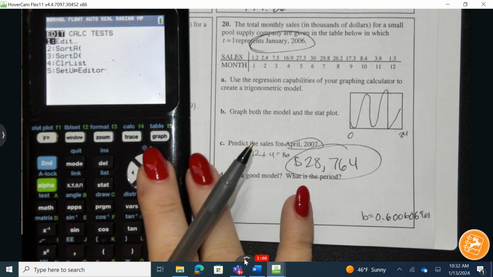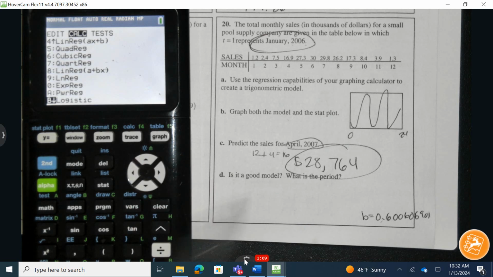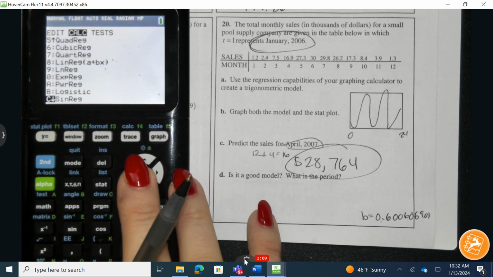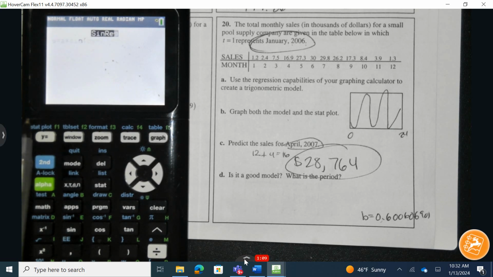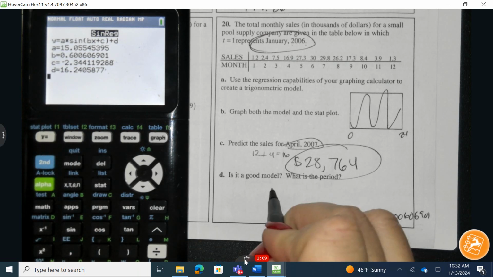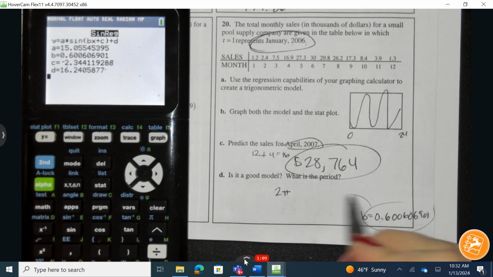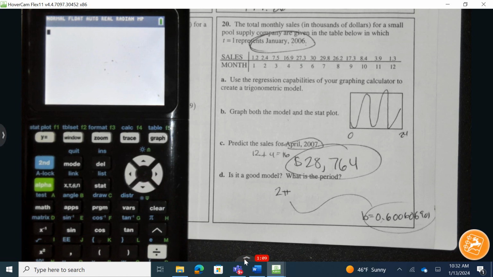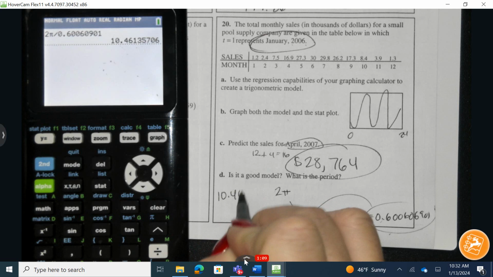When we did Stat and Calculate, I knew that the value in front of the X would be used when I identify what the period is. So I went all the way down here and entered through, and the B value I wrote down. In order to identify the period, I'm going to take 2 pi because it's a sine function, and divide by the value in front. So let's do that next. 2 pi divided by 0.600609001, and this gives us a period of 10.46.